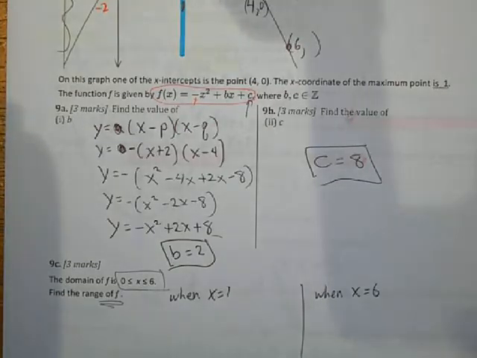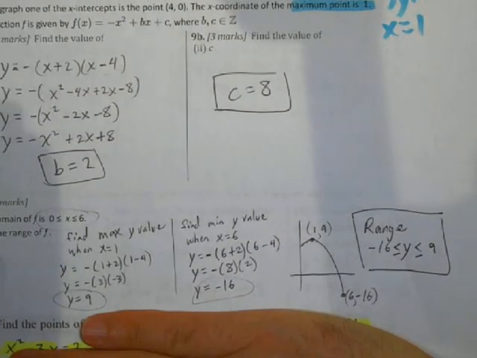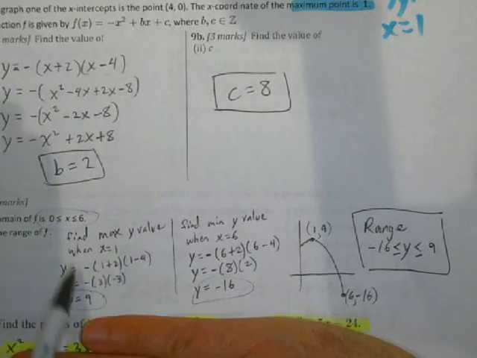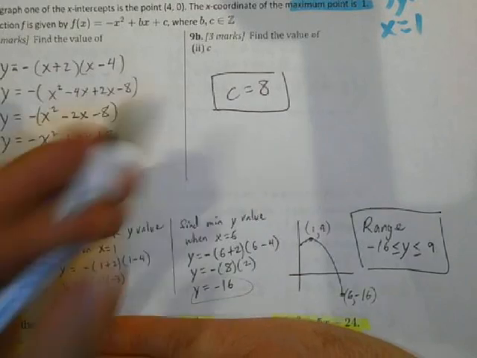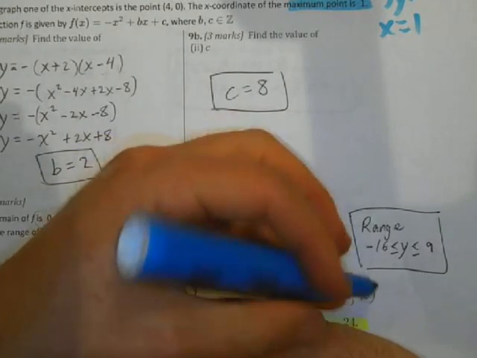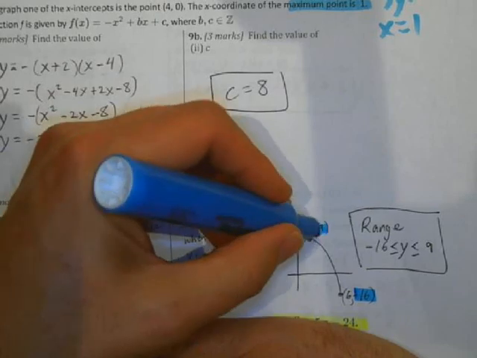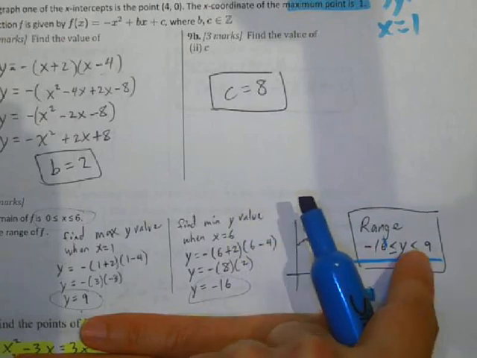So what I'm going to do: if I plug in 1 into my function, I end up getting 9. If I plug in 6 into my function, I end up getting negative 16. So the top of my graph is (1, 9), and the bottom of the graph is (6, -16). You might want to hit pause to think about this. So now I can get my range. Our lowest value of the range is negative 16. The highest value of the range is 9. So there is my range from negative 16 to 9.